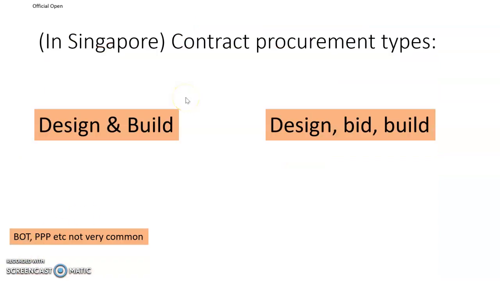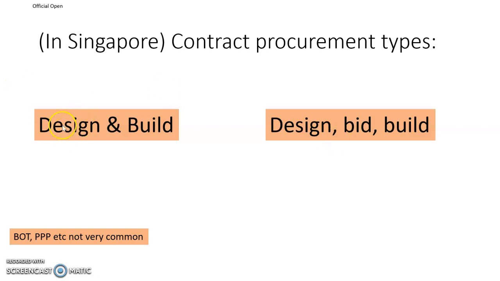In Singapore, our contract procurement types, that means how the owner goes about building his building or facility, typically fall under two categories. The more traditional category is design, bid, and build, meaning that the owner engages a group of consultants to design the whole facility, sends it for approval with the authorities, and once it's approved, then uses the information done in the design for the different contractors to tender.